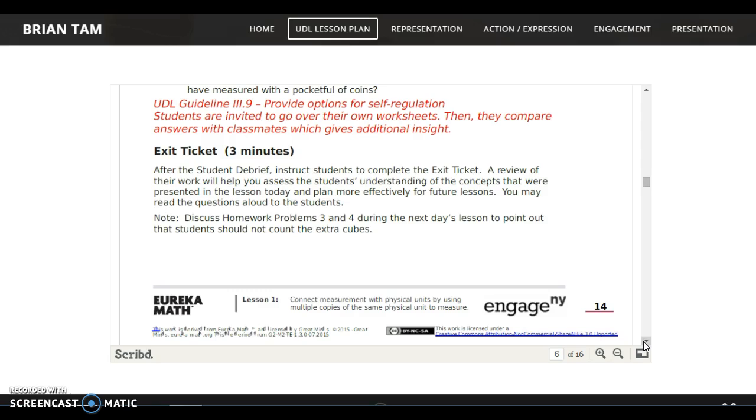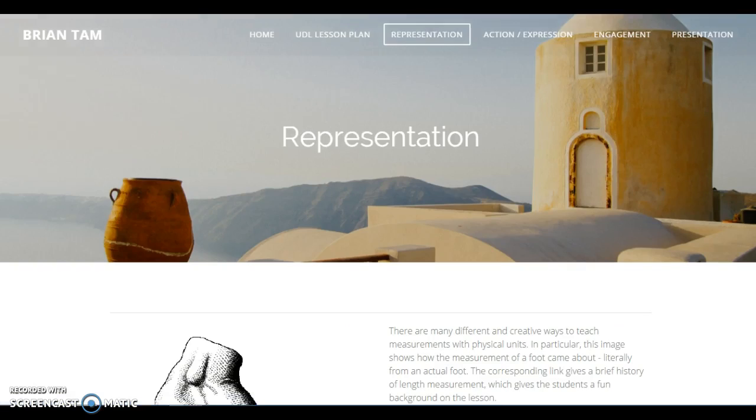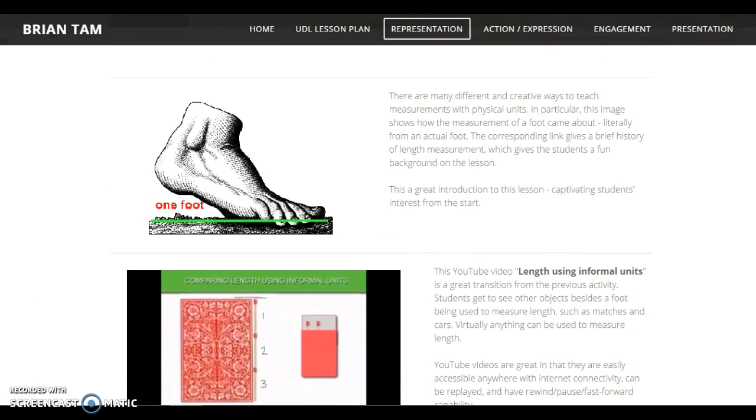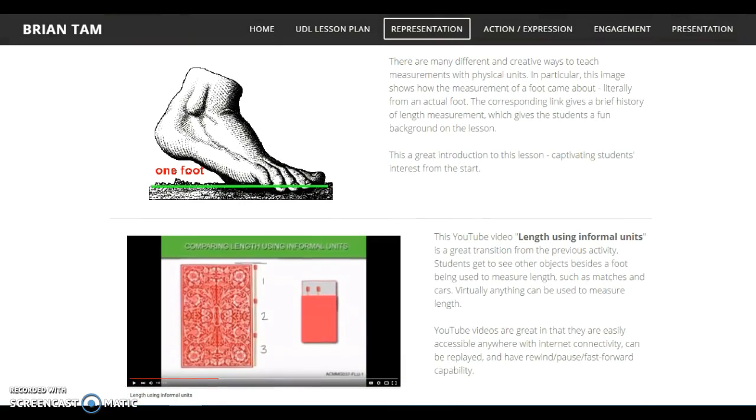The next part of my Weebly are my representation UDL options. The history of the foot measurement gives a great introduction to this lesson, captivating students' interest from the start. There are many different and creative ways to teach measurements with physical units. In particular, this image shows how the measurement of a foot came about, literally, from an actual foot. The corresponding link gives a brief history of length measurement, which gives the student a fun background on the lesson.